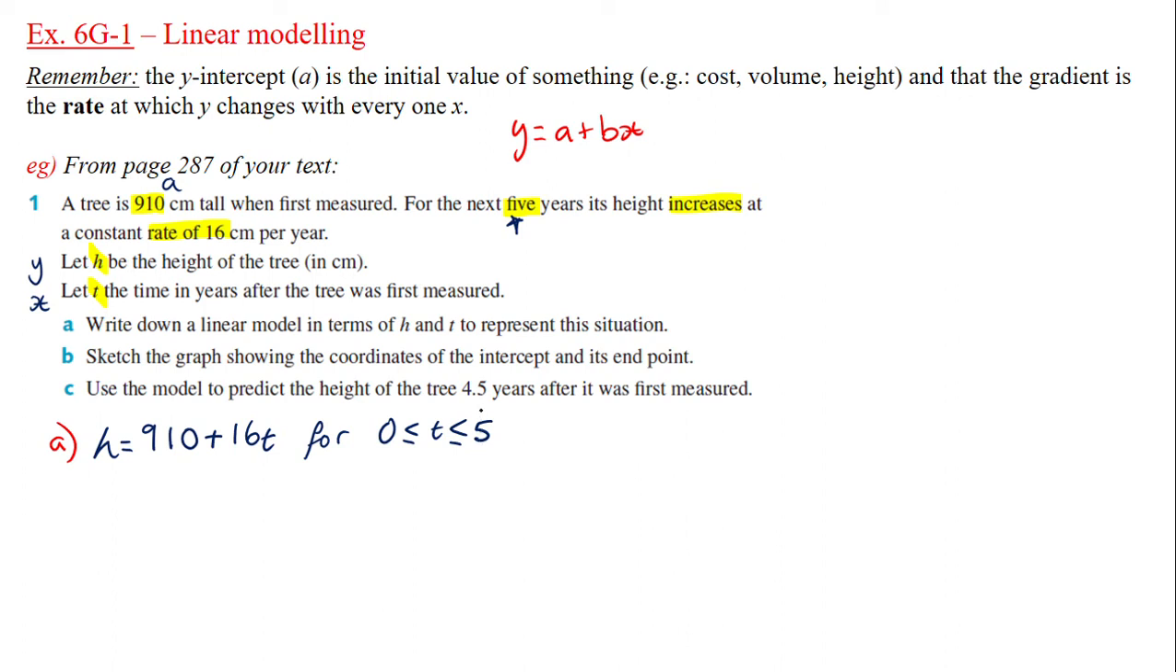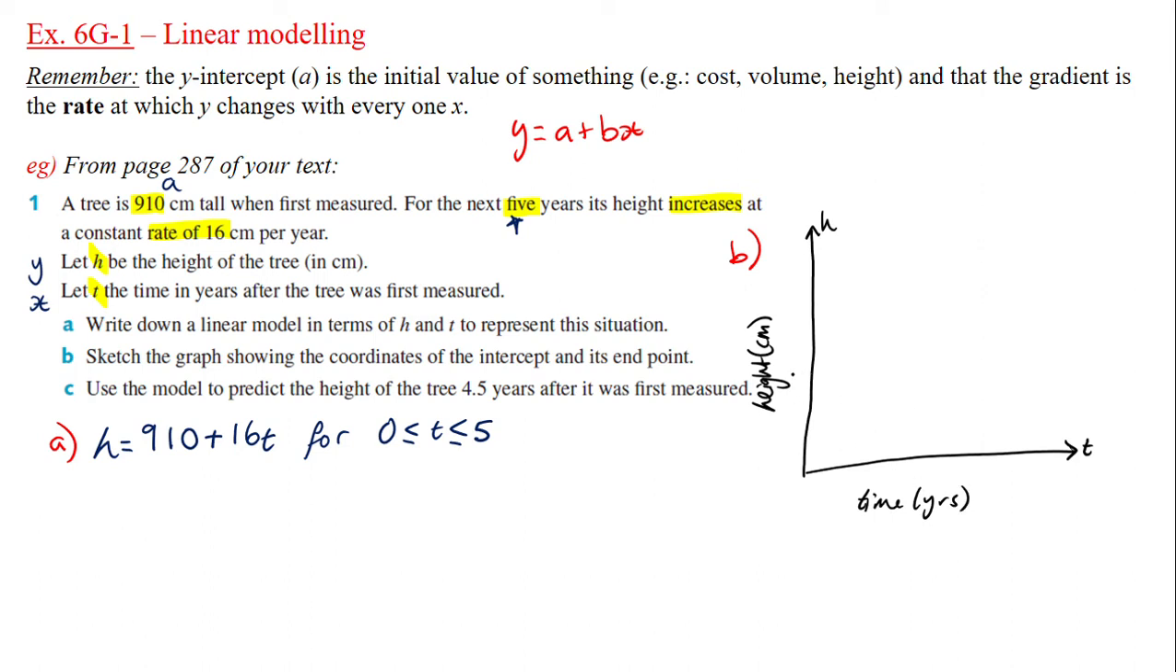Now for part B, we're going to sketch the graph, and forgive me because I'm doing this digitally, so it's not going to look very good, but we'll be fine. Remember that our first point to drawing a graph is to draw two axes and label them. Here we're going to label them t and h, okay? You might also choose to label height in centimeters and time in years.